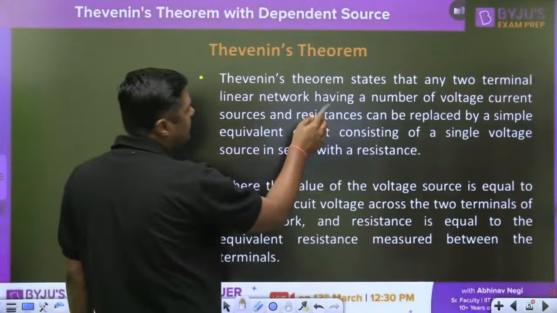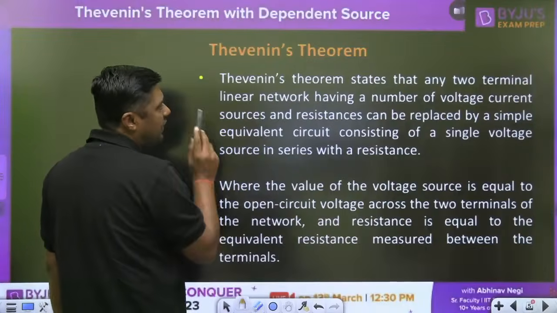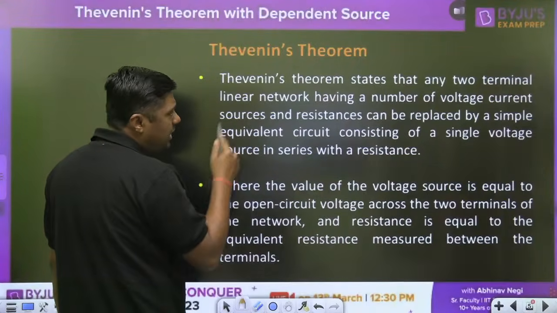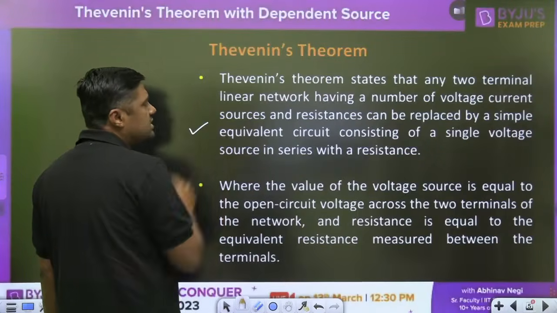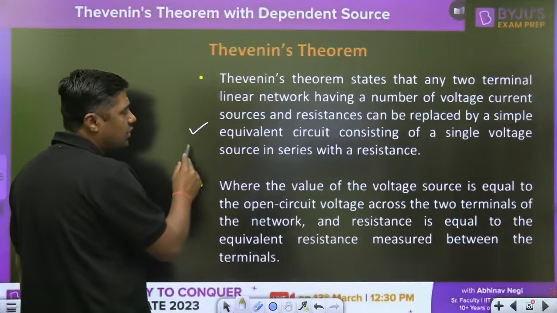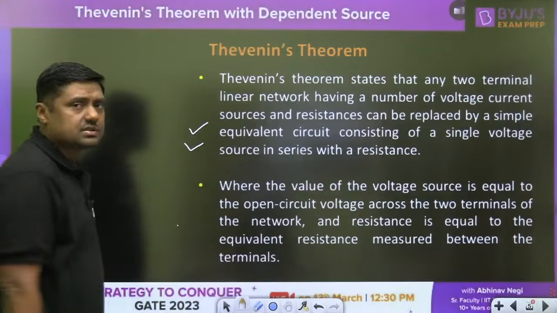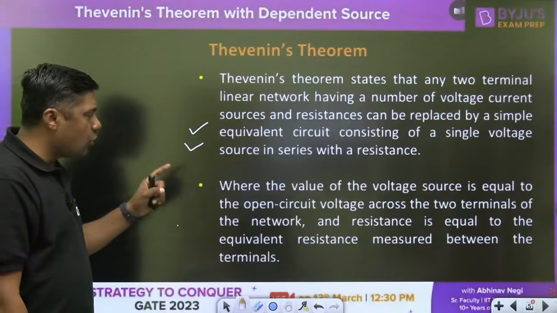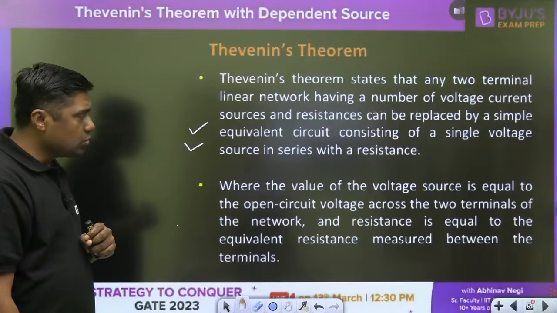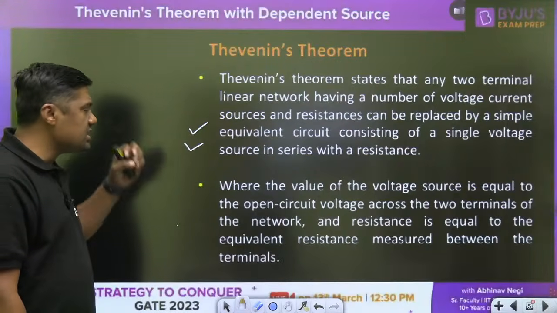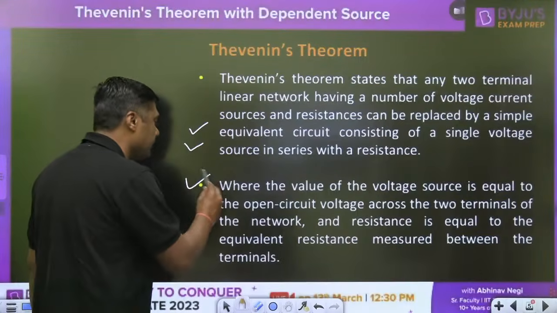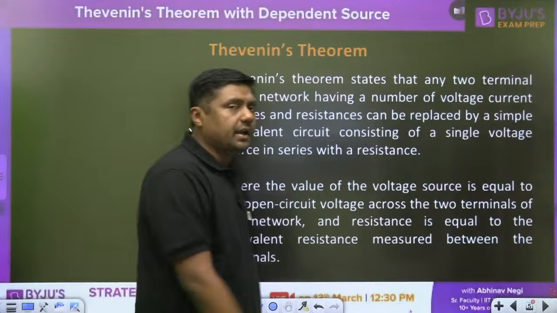So what is Thevenin's theorem? Thevenin's theorem states that any two-terminal linear network having a number of voltage and current sources and resistances can be replaced by a simple equivalent circuit consisting of a single voltage source in series with a resistance, where the value of the voltage source is equal to the open circuit voltage across the two terminals of the network, and the resistance is equal to the equivalent resistance measured between the terminals.